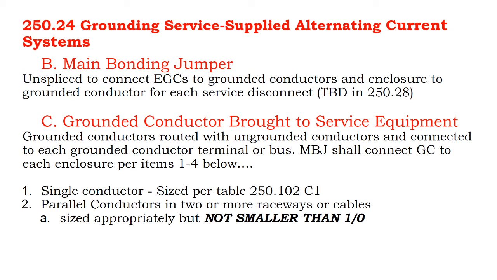So that neutral point to ground that gives the neutral its 0 voltage reference is called the main bonding jumper. And you don't want that main bonding jumper to be occurring at multiple places on the building, because then your neutrals could have a 0 voltage reference and not have their ground fault detection work.